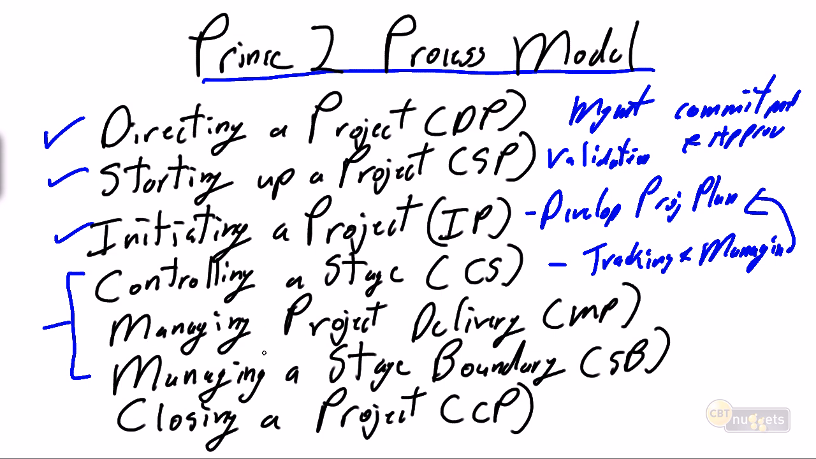Also in parallel, we manage project delivery, where we do the work, where the team produces the project deliverables, and we, the project managers, track that that is being done successfully to our quality expectations. And at the end of every stage, we manage the stage boundary, where we gain acceptance, we replan, and we gain the next level of approval that it's okay to proceed.